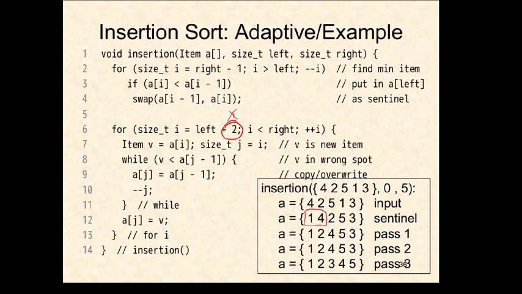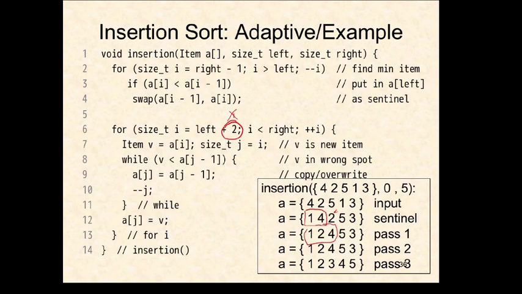Okay, so we start out at left plus 2 here because now we have a sorted region of size 2. And now we can make fewer passes through the data. We can make one less pass because we started with a sorted region of size 2. The value 2 has to be put in its correct place, ending up with 1, 2, 4. Now we've got a sorted region of size 3.